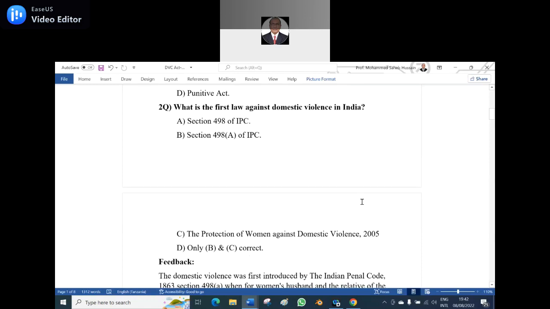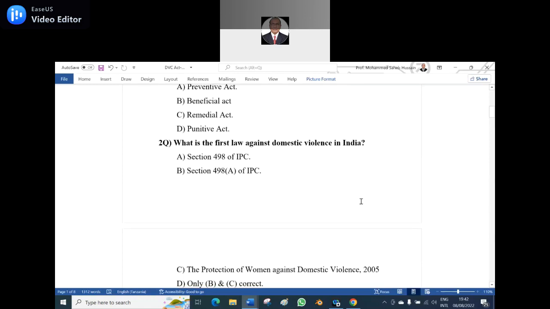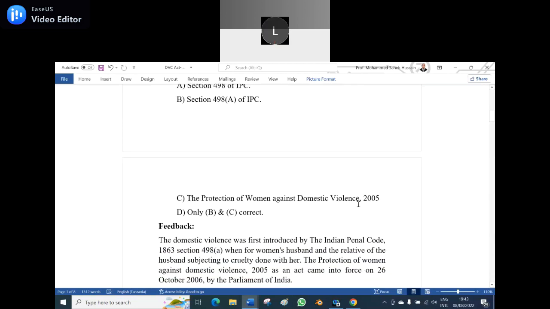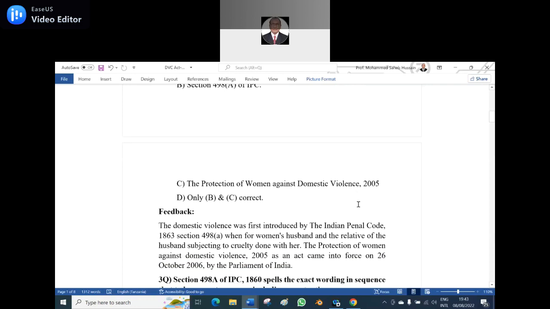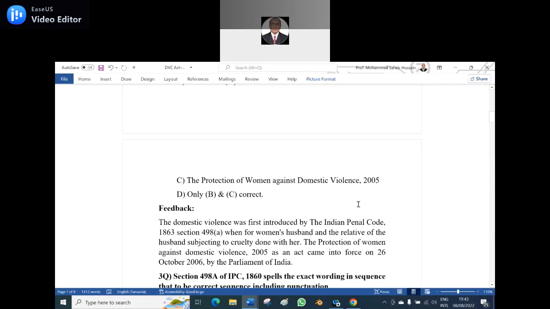Option D, sir. C is correct. Option D. I have shown the feedback also. What is the option? Option D, sir. Domestic violence was first introduced by the Indian Penal Code 1860, Section 498. We should not write a small a. It should be a capital A.